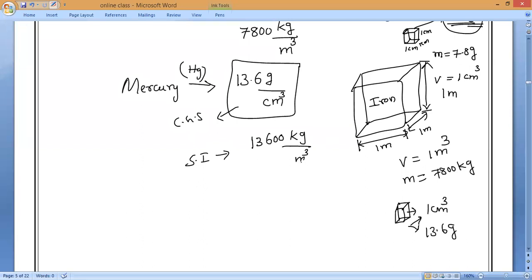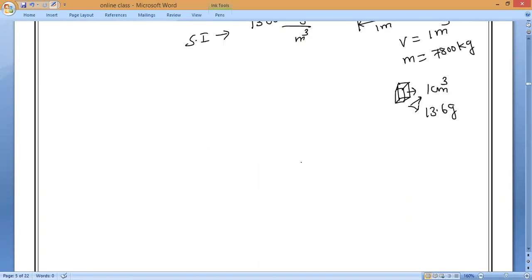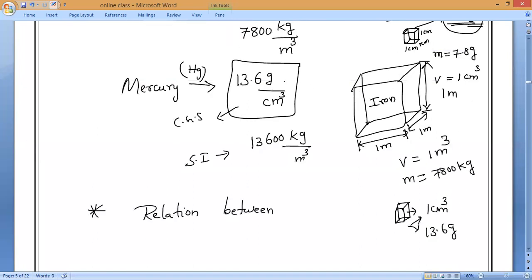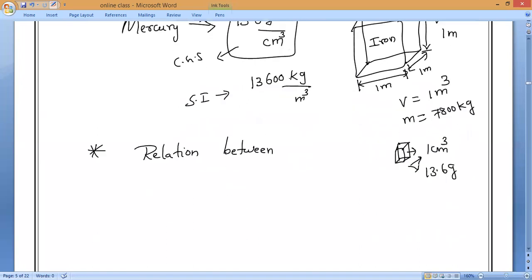By this time you might be guessing. I multiplied with what? 1,000. Understand? So that is what I want to say. That is why I gave an example. Sir, 13.6 gram per cubic centimeter is equal to 13,600 kilogram per cubic meter.